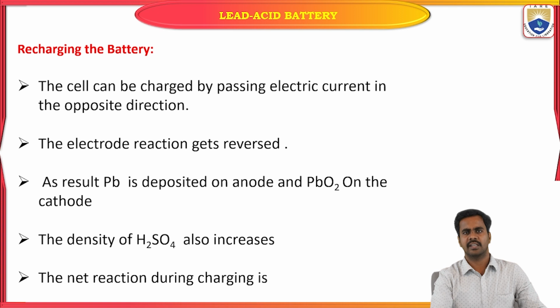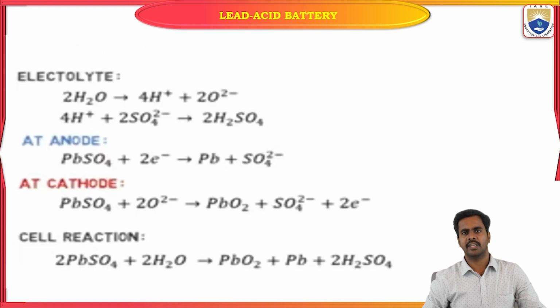During recharging of the battery, the cell can be charged by passing electrical current in the opposite direction. Then the electrode reaction gets reversed. As a result, Pb is deposited on the anode and PbO2 on the cathode. Again, the density of H2SO4 increases. So let us see the reactions during the recharging process.